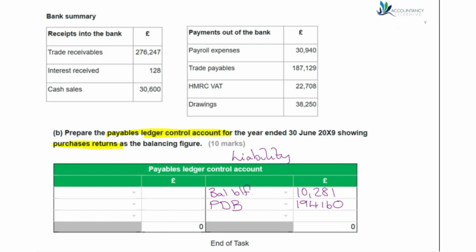Now, what else might appear in the payables ledger control account? Well, this is money that is owed to suppliers, so we're going to have paid some of it off. So we're going to have a bank transaction, and we can see here that we've paid 187,129 out of the bank to our suppliers. Now, we know that we're also going to have some purchase returns, but we don't know what that figure is.